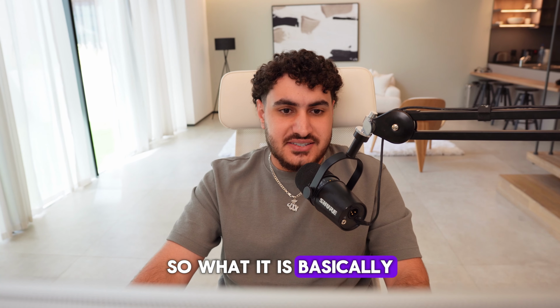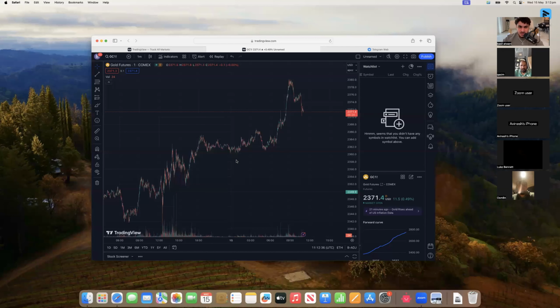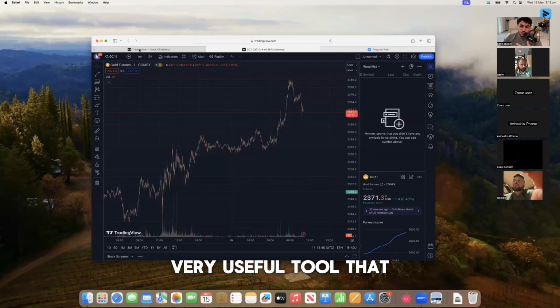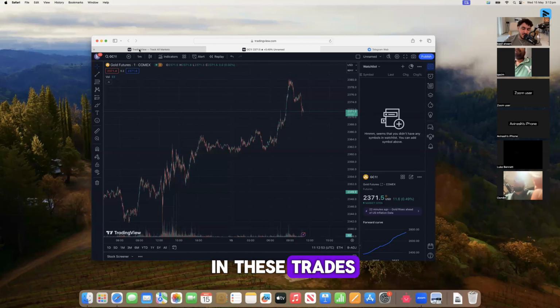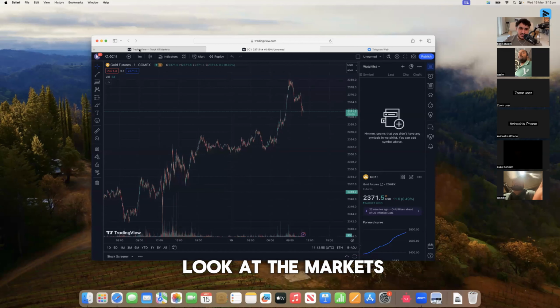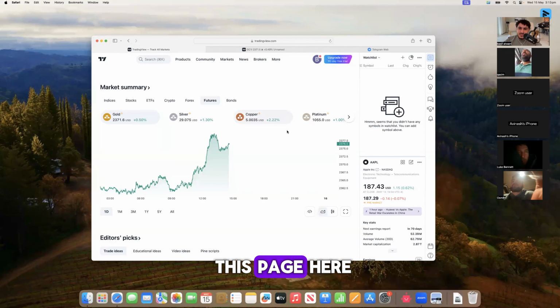So what it is basically is you're able to go on this website. I'm going to pull it up now, so I'm going to share my screen. So this is TradingView.com. Now, if you've never used it before, I'm going to give you guys a quick little rendition on how to use this. It's very, very simple, especially when you get the hang of it. It's a very, very useful tool that you can use to make your own trades, to understand what's happening in these trades, to understand how to look at the markets. It might look very complicated now, but trust me, in half an hour you'll understand everything. So once you enter TradingView.com, you're going to come to this page here.